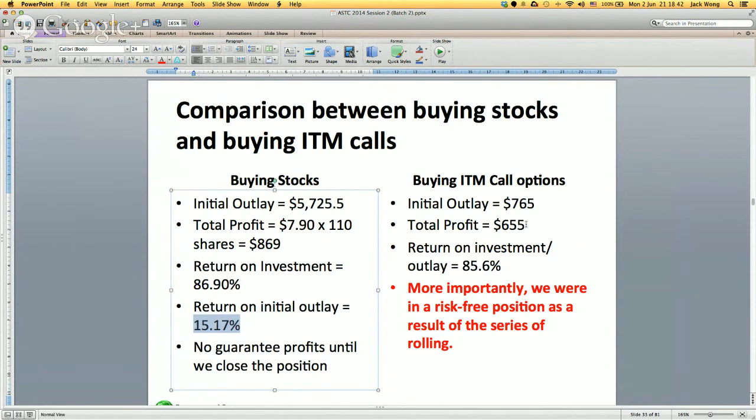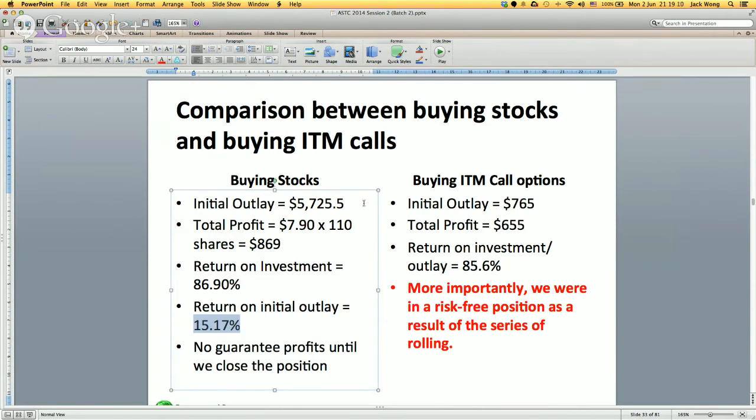Whereas for options, I only need to fork out $765, and I have a total profit of $655. So my return on investment is 85.6%. Now I'm doing only one contract, so you may say, well, for one contract I need to put up only 765. Yes, that's why option is a very nice leverage tool.